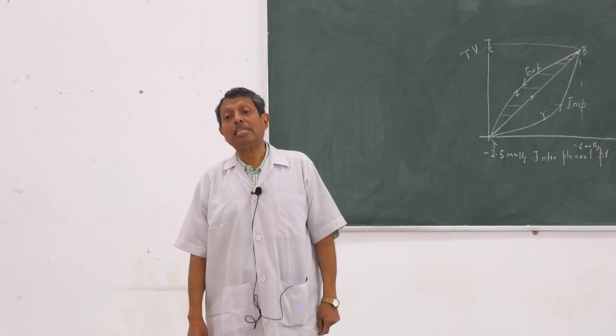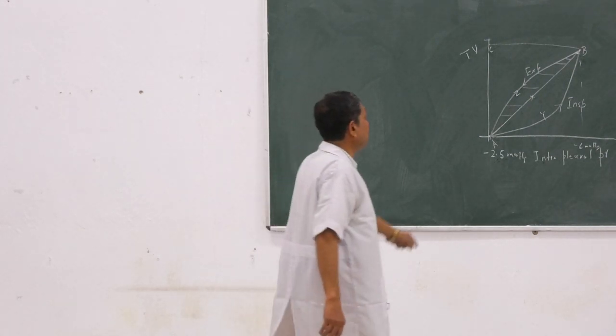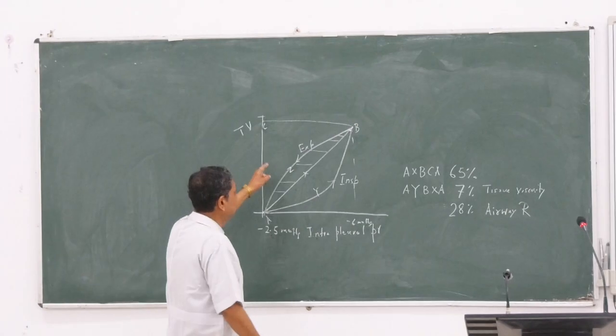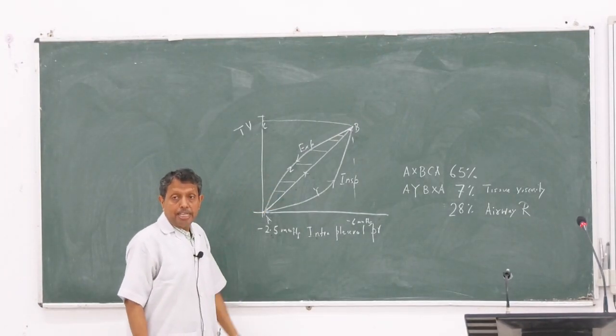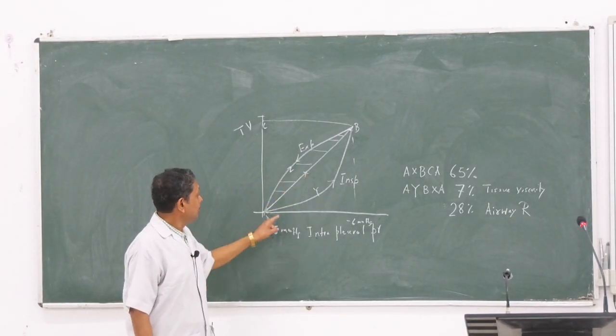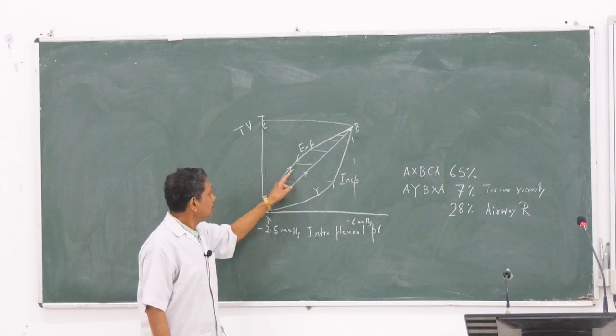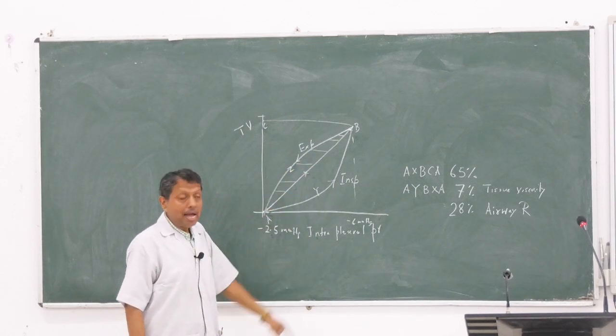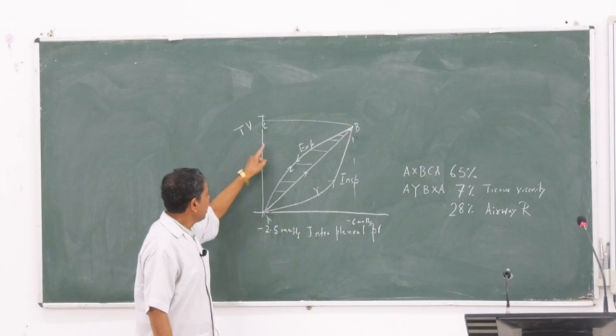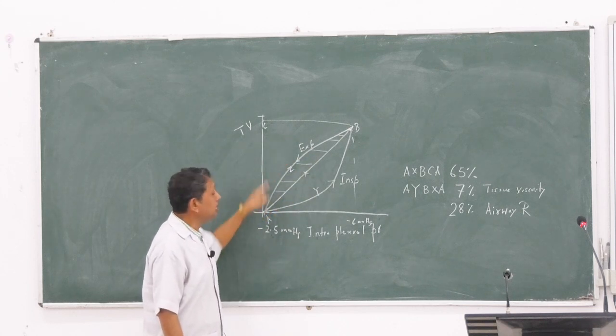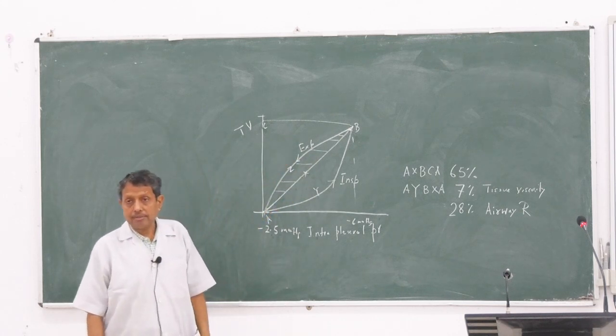Normal expiration is a passive process and it is manifested by this graph. Expiratory work is AXBZA, this one, and it falls within this AXBCA. There is the elastic work.